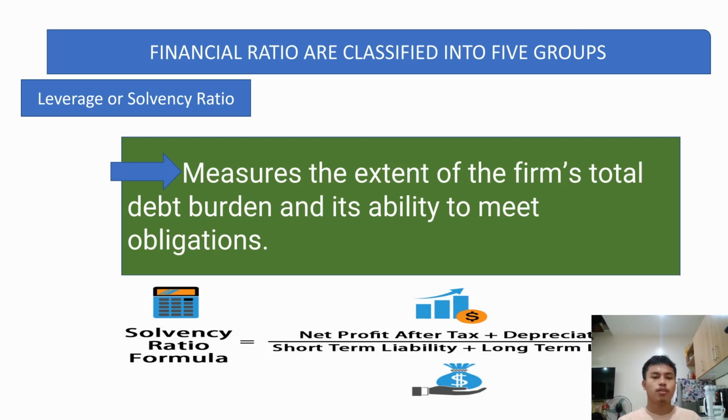The leverage or solvency ratio measures the extent of the firm's total debt burden and its ability to meet obligations. To get the solvency ratio, the formula is: solvency ratio is equal to net profit after tax plus depreciation, over short-term liabilities plus long-term liabilities.